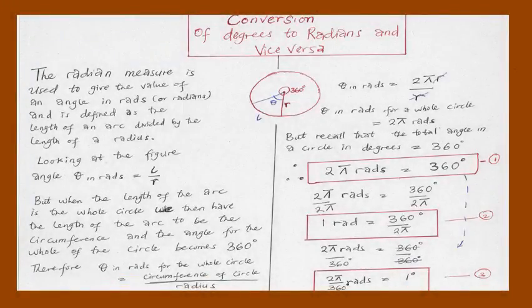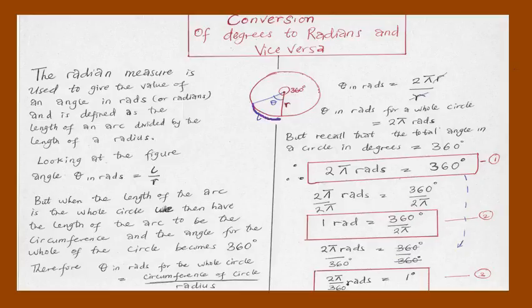In this video, we'll be looking at how we can convert angles from degrees to radians and from radians to degrees. So first of all, what do we mean by the radian? Well, the radian measure is just a unit of an angle, and it's used to give the value of an angle in radians, and it's defined as the length of an arc.